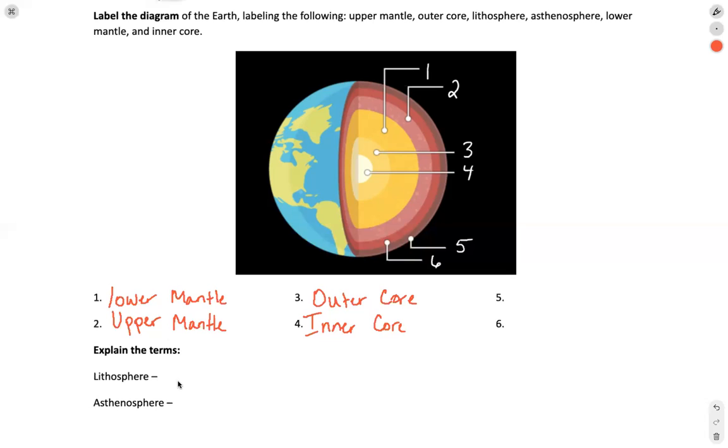So the lithosphere, yesterday on your doodle notes, we know that the lithosphere is like the outer crust, and this is where we are located. So the lithosphere is the rigid outer part of the Earth, consisting of the crust. So lithosphere is where we are. It is that outer layer with the crust.